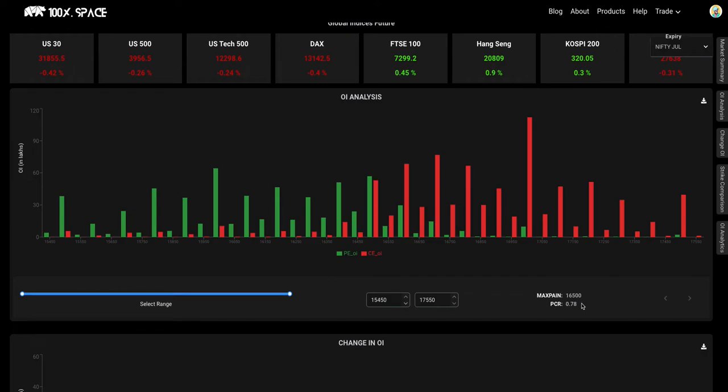So usually what happens is this PCR may differ from the NSE website. Why? Because here there are many hedge positions also written in the very far old strikes.